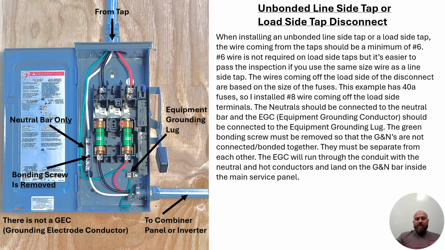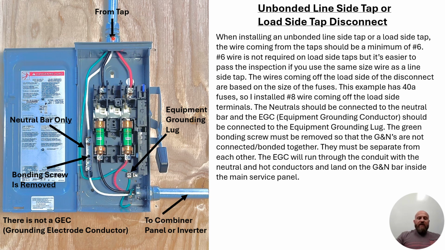Next, we have 40 amp fuses. The wire coming off of the fuses is based on the size of the fuses. So I installed number 8 wire coming off of the 40 amp fuses. This wire feeds to the combiner panel or the inverter depending on your solar system type.